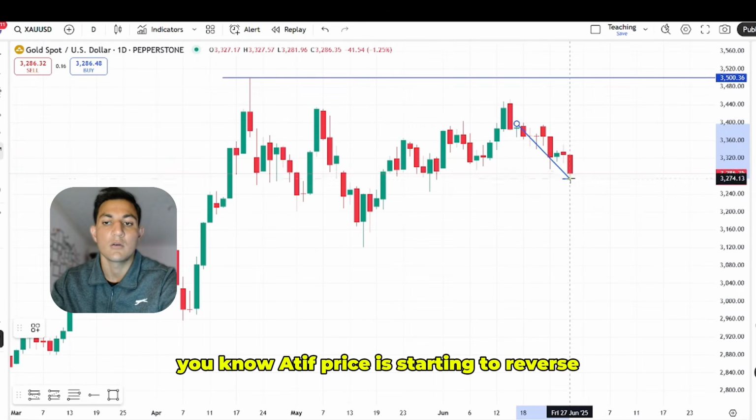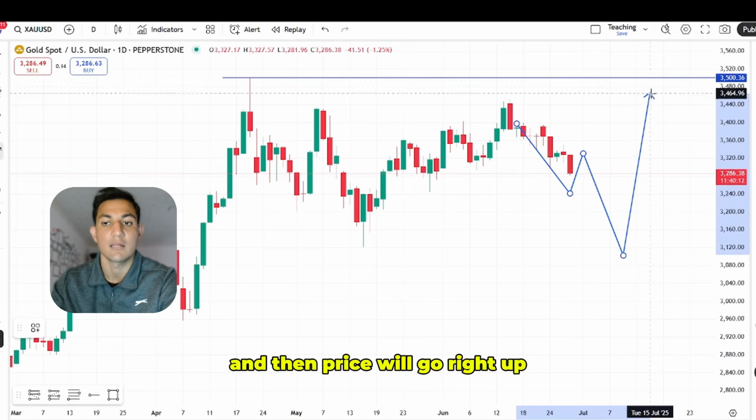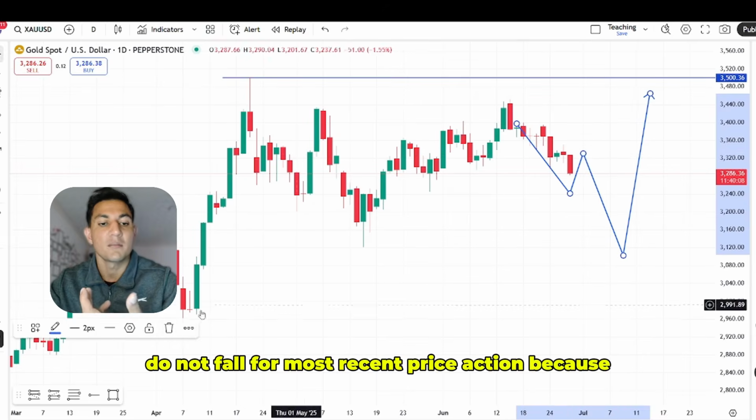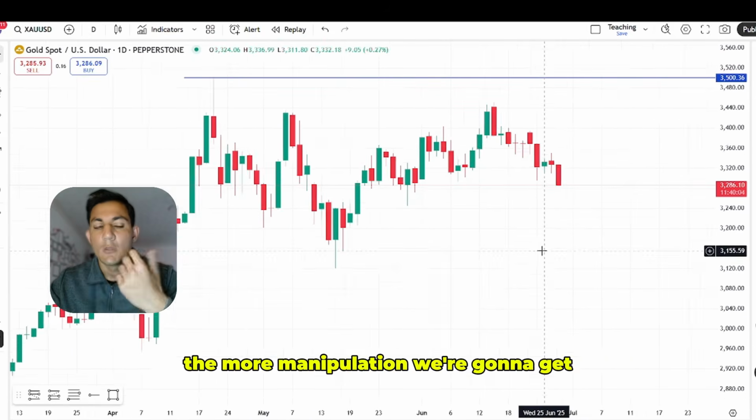they'll throw out this entire trend, all the analysis we've done, and be like, oh, price is starting to reverse. Let me look for a fair value gap and start to short, and then price will go right up and take out their stop loss, right? Do not fall for most recent price action, because the lower the time frames you go, the more manipulation we're going to get.